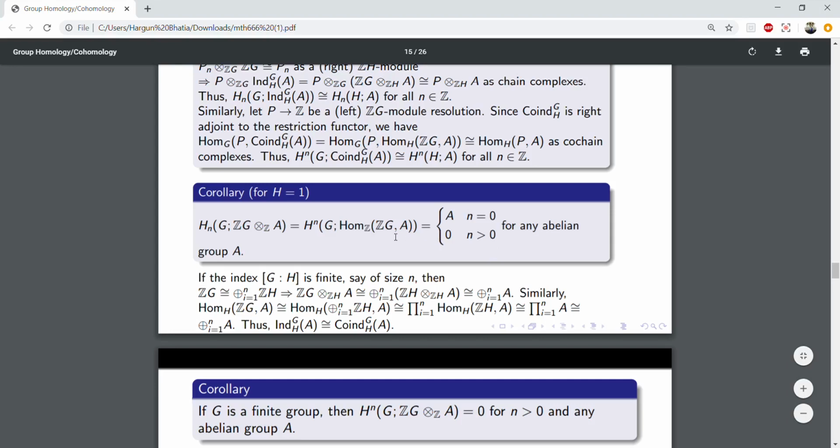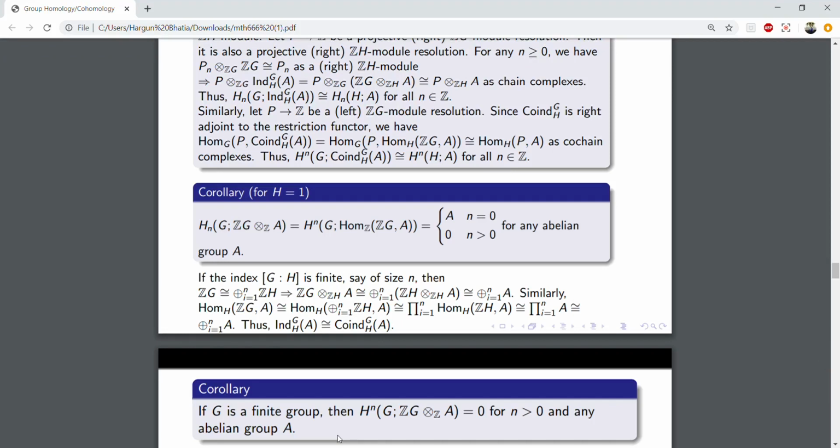But since this is the co-induced module, which is isomorphic to the induced module, I can write this in its place. So I get the nth cohomology of G with coefficients in ZG tensored with A is 0 for n greater than 0 and any abelian group A. If you take A equal to Z, then ZG tensored with Z over Z is just ZG. That tells you the higher cohomologies of G with coefficients in ZG vanish, which is something we said earlier. So now is the proof.